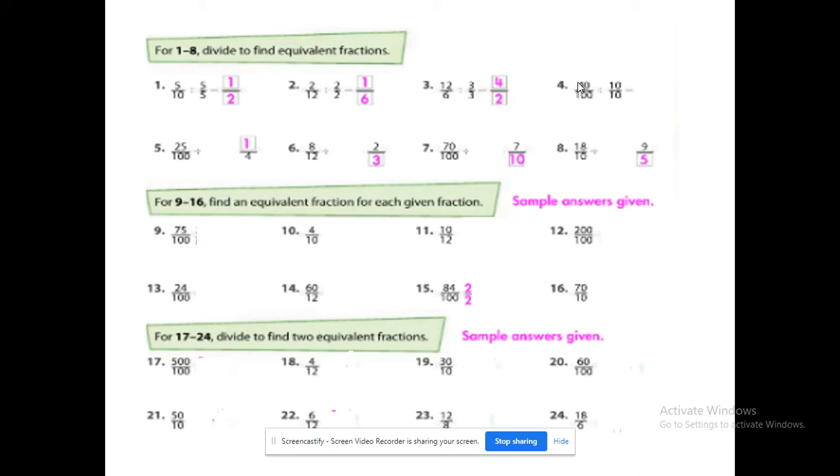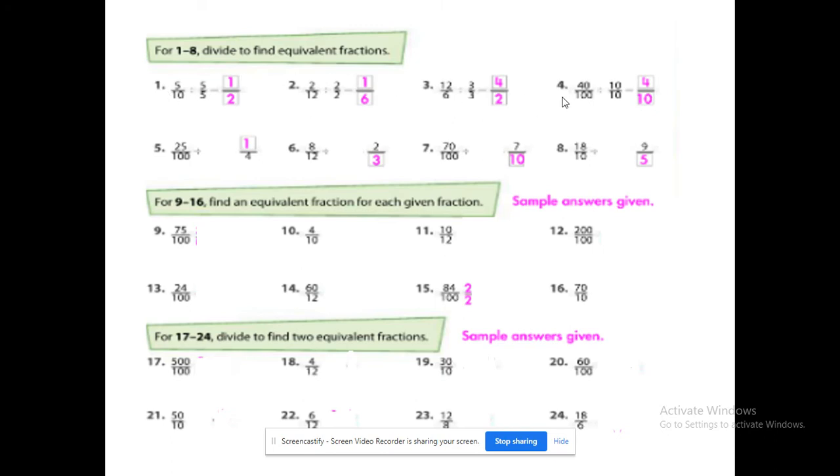Number 4, 40 over 100. If I divide the numerator and the denominator by 10, I can see that the answer is 4 out of 10 because 40 divided by 10, it gives me 4. 100 divided by 10, it gives me 10. You can use multiplication to find the answer. 4 multiply 10, it gives me 40. 10 multiply by 10, it gives me 100.